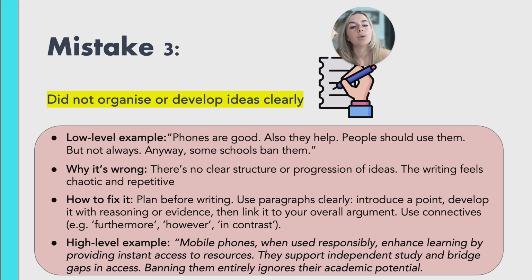So for example, mobile phones, when used responsibly, enhance learning by providing instant access to resources. So you can see that I've introduced my point, I'm saying they're responsible, I'm developing it with reasoning, saying that it provides instant access, and then what I'm going to do is I'm going to link it back, so I'm going to continue on actually. They support independent study and bridge gaps in access, so you can see there, I've given further reasoning, now I'm going to link it back to my overall argument. Banning them entirely ignores their academic potential.